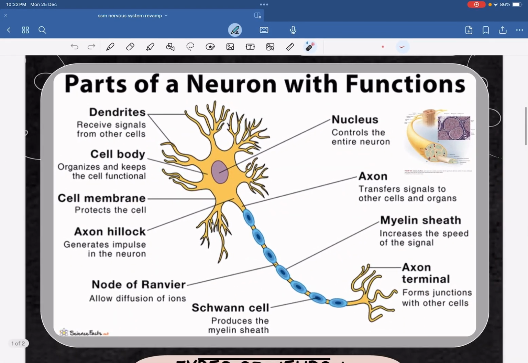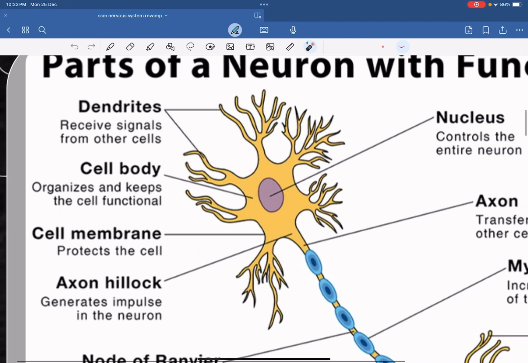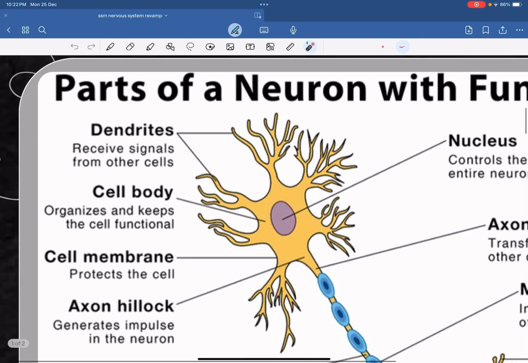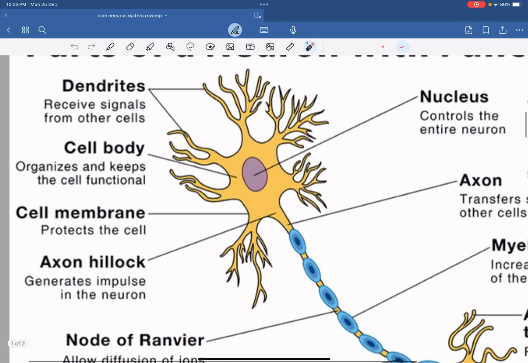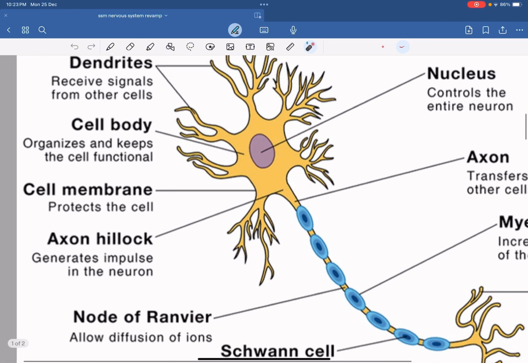So this is the anatomy of the neuron. Let's start with the dendrites here. The dendrite is basically the part branching from the cell body here, and its function is to receive signals from other cells. We know that the neuron is connected to other neurons, right? This is the cell body here, and it organizes and keeps the cell functional.